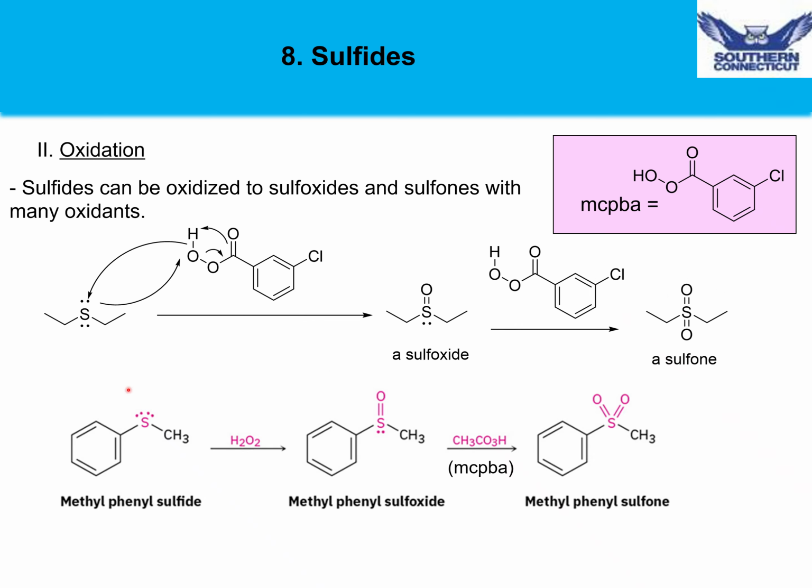Here's a second example with methyl phenyl sulfide. If we use one equivalent of hydrogen peroxide, it'll be oxidized into a sulfoxide. Further oxidation with a second equivalent of MCPBA or hydrogen peroxide will convert it into a sulfone.